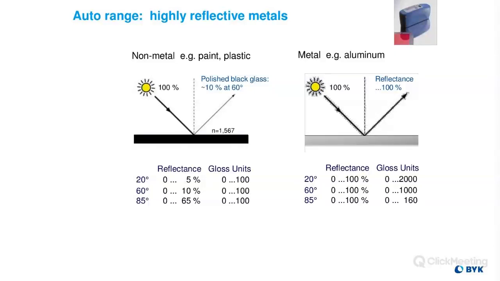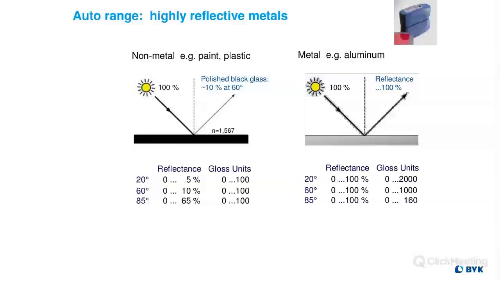Not everything does measure at 100 or less, and the exception is metals. Metals have near total reflection of light. They don't absorb a bunch of the light like most other materials, paints and plastics do. They're going to reflect pretty much all of the light that you shine on them. And so the gloss levels of a metal surface can get much, much, much higher than your typical paints and plastics.